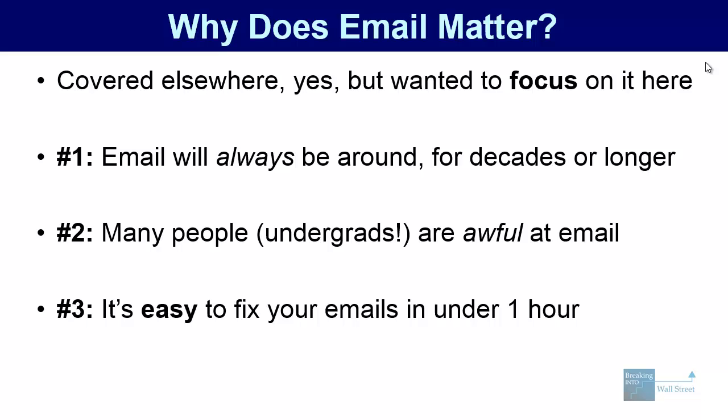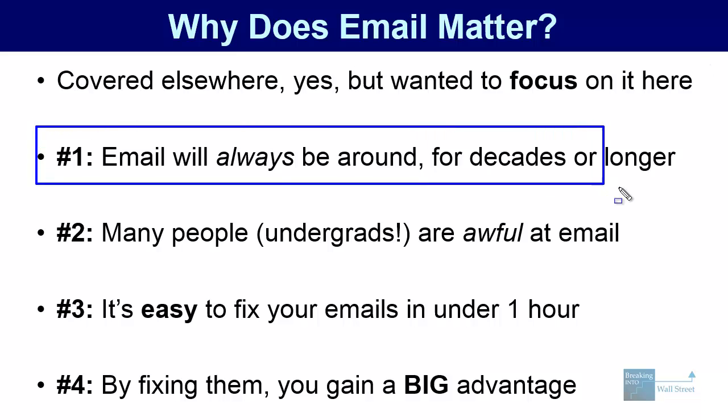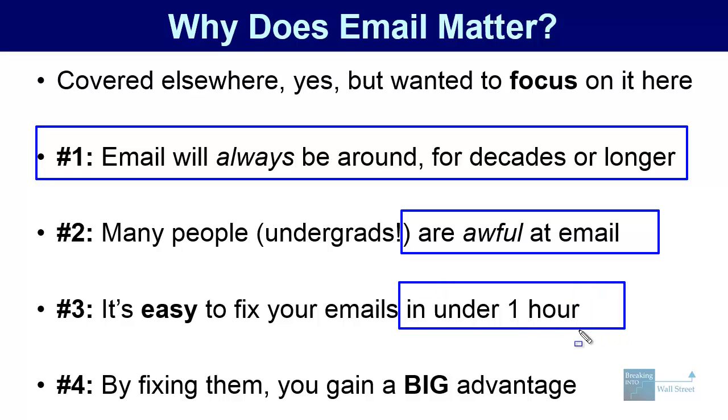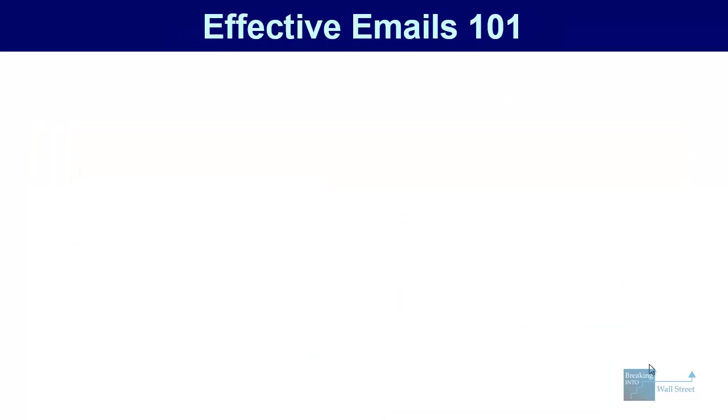You can spend under an hour and instantly write and use emails that get much better response rates and are more effective overall. And by doing that, you gain a big advantage. So if you look at everything here, you can see why we're covering it, because it's always going to be important. Most people are not good at it, but the reason most people are not good at it is because they don't take even 1 hour to improve what they're doing and then gain a big advantage over everyone else. So leverage-wise, email is one of the most effective things you can improve to get better at networking in a very short amount of time.